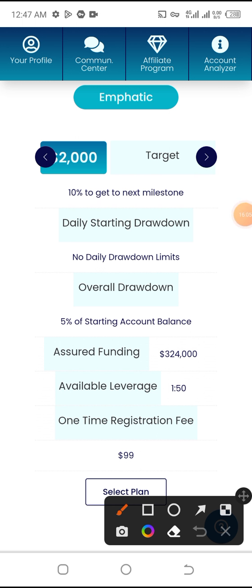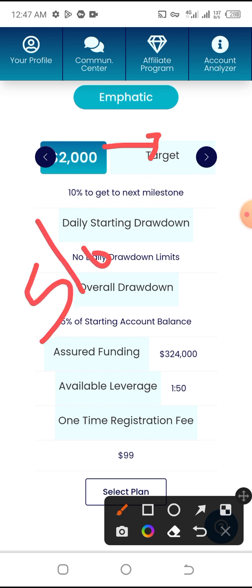Now this is an account of $2,000. 10% to get a milestone. What do they mean by that? When they give you this account straight away, the one thing that remains the same is 5%. You're not supposed to make a daily loss of 5%, and you're not supposed to make an overall loss of 12%. Now, imagine you have $2,000. What is 5% of $2,000? I think it is $100. So you can see that the drawdown is so small, in a small mistake, you're out. You see how risky it is.